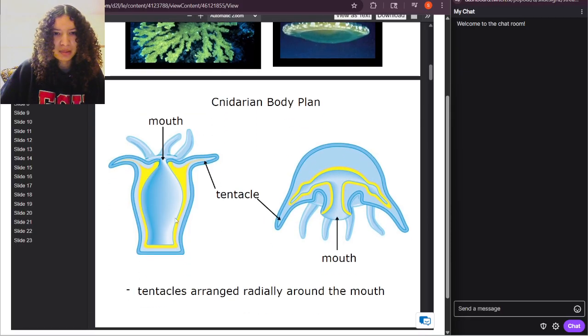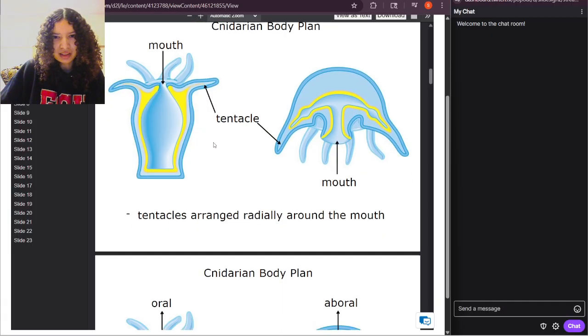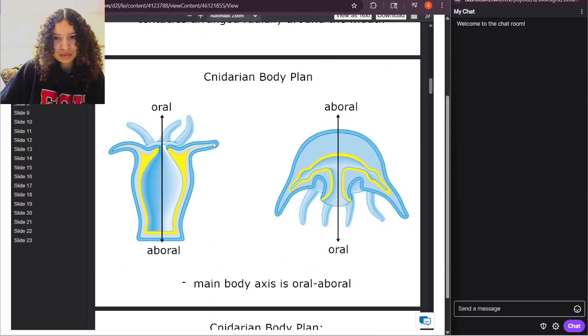And the body plan looks pretty simple. Mouth. Tentacle. Mouth. Tentacles are arranged radially around the mouth. So the mouth is in the center and the tentacles are arranged around it. Yeah, so basically what I'm taking from this is wherever the tentacles come out, is also where the mouth is going to be in the center.